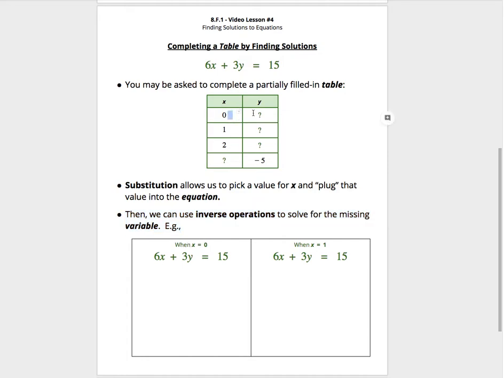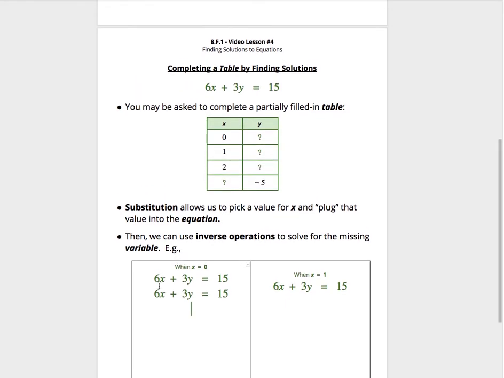For the first row in this table, they want us to figure out the value for y when x is equal to 0. So we would take this equation, 6x plus 3y equals 15, and we would plug in a 0 for the x. Now it would say 6 times 0 plus 3 times y equals 15. And we know that 6 times 0 leaves us with 0, or something that we don't even have to write in the equation anymore. So this equation simplifies to 3 times y equals 15.